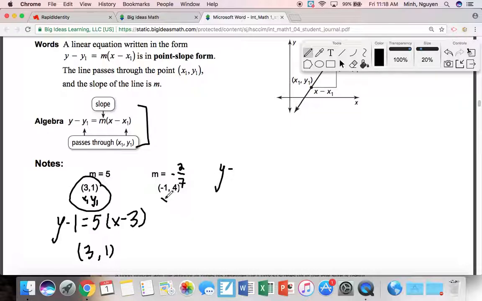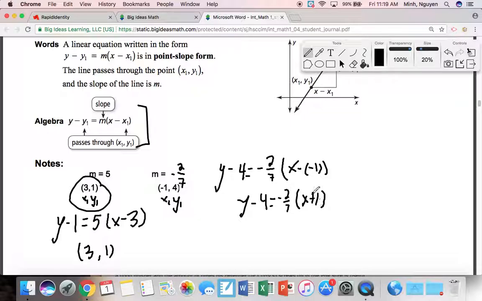Here, again, you would say x1, y1. You say y minus 4 equals negative 2 over 7 times x minus negative 1, which is really x plus 1. So we have y minus 4 equals negative 2/7 times x plus 1.